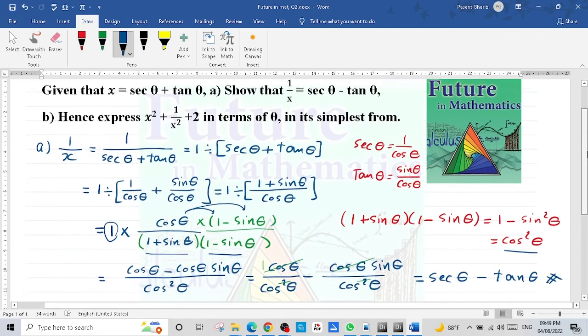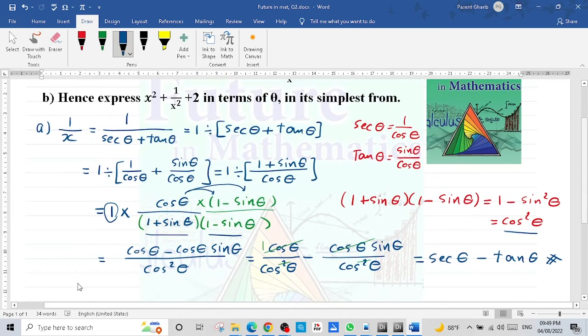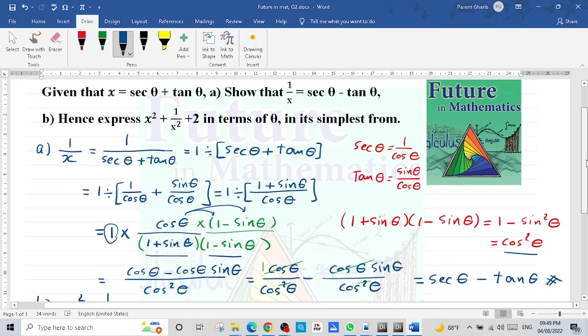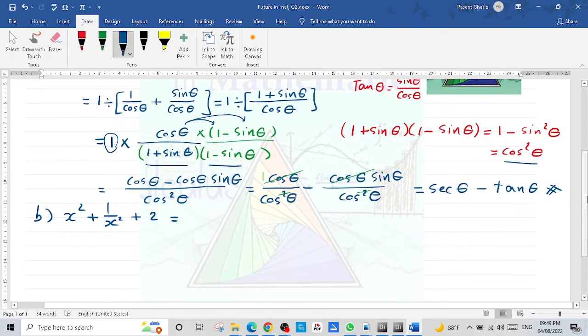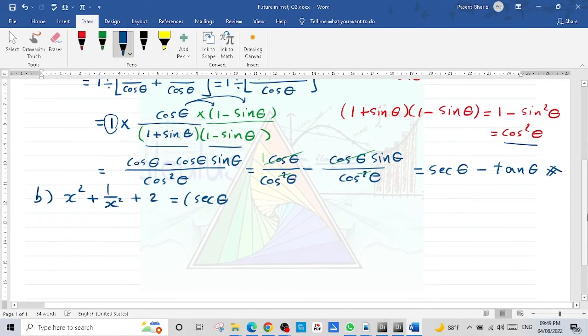Part B, now we need to solve part B. For part B, we need to simplify x squared plus 1 over x squared plus 2 in simplest form, or in terms of theta. Now, the value of x is sec theta plus tan theta.